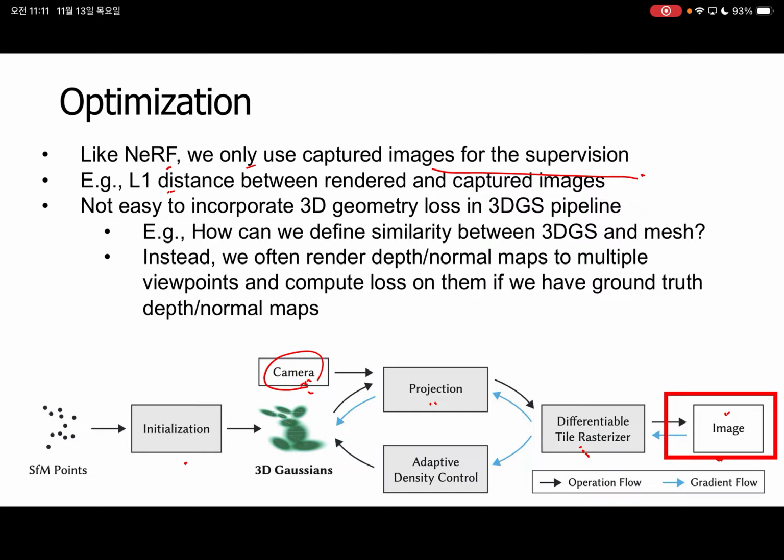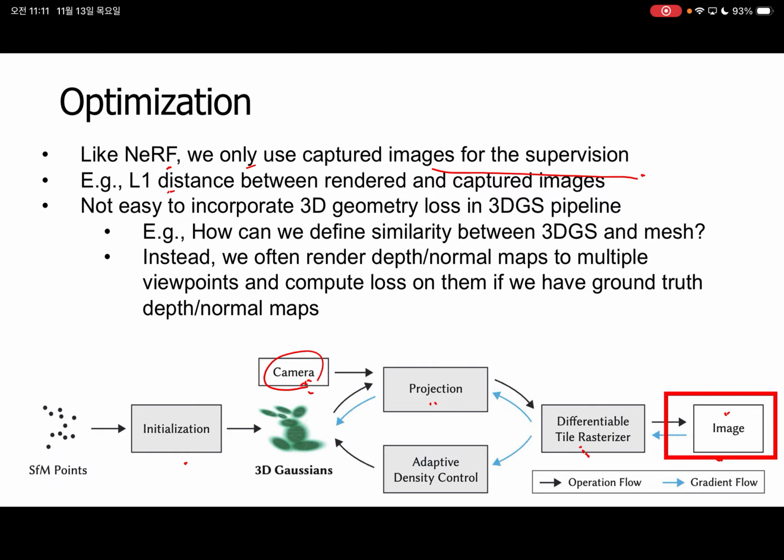We can get images, right? We take a video, then we have many images, and then we just use images as the supervision target. Ground truth is only images. There is no 3D geometry supervision. That makes our algorithm very practical because preparing 3D geometry ground truth is not very easy.